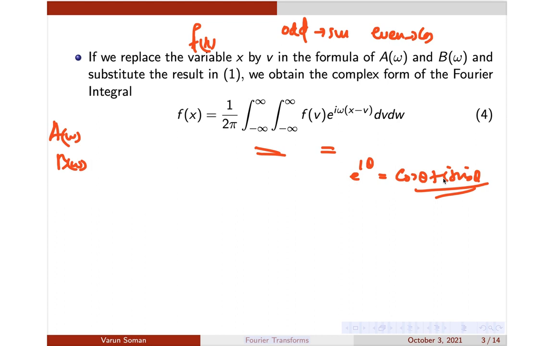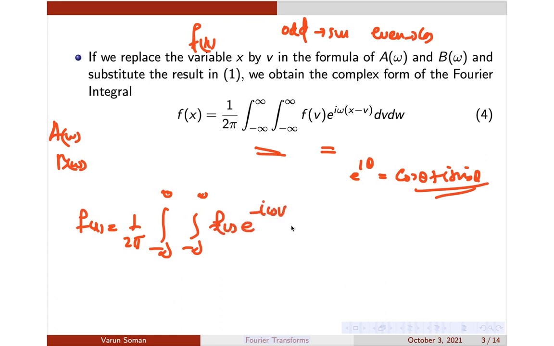Now I am mentioning this complex form so that I can define the Fourier transform using this formula. The definition of Fourier transform is actually obtained from this formula. So I'll rewrite this formula like this: 1 by 2 pi integral minus infinity to infinity, again integral minus infinity to infinity f of v, then e raised to minus i omega v dv, then e raised to i omega x d omega. The inner integral is with respect to v, the outer integral is with respect to omega.